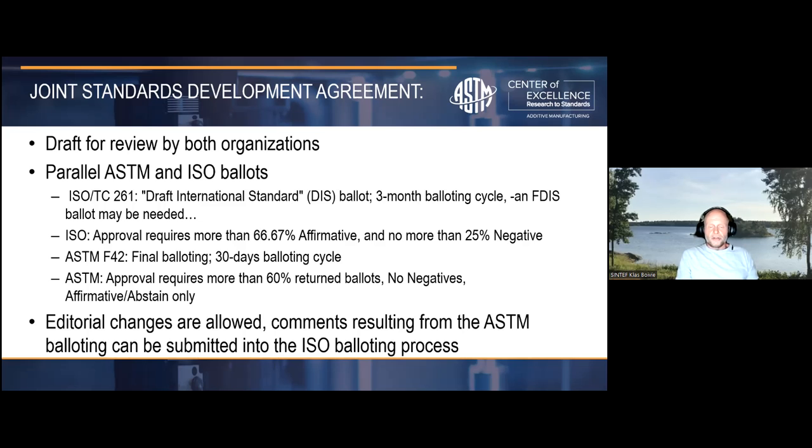If people did not agree about the DIS ballot: for ISO, approval requires that two-thirds are affirmative and no more than one-quarter are negative. In ASTM, it's difficult. There's just one ballot, and that's a 30-day balloting cycle. But the approval requires that 60% of the return ballots are affirmative, and there can be no negatives.